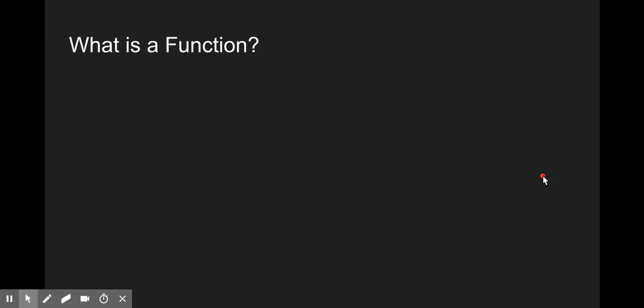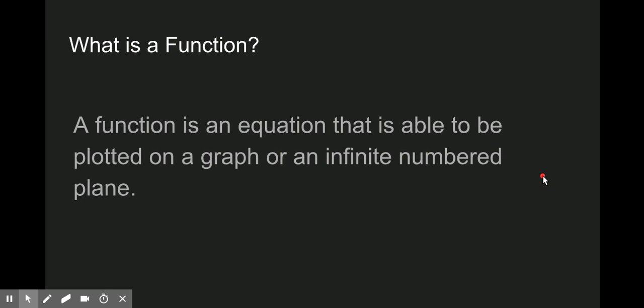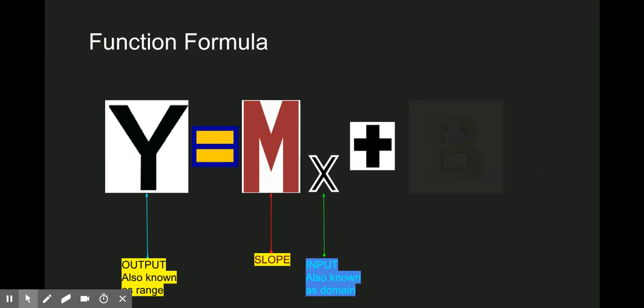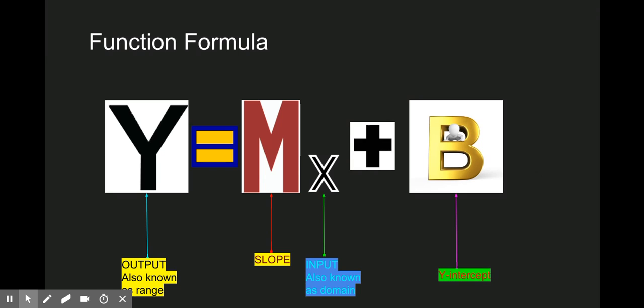What is a function? A function is an equation, note that's an equation, that can be plotted on a graph for an infinitely numbered plane. Here's the function formula. Y is the output, also known as the range, which equals m, the slope, times x, the input, plus sometimes b, or the y-intercept.